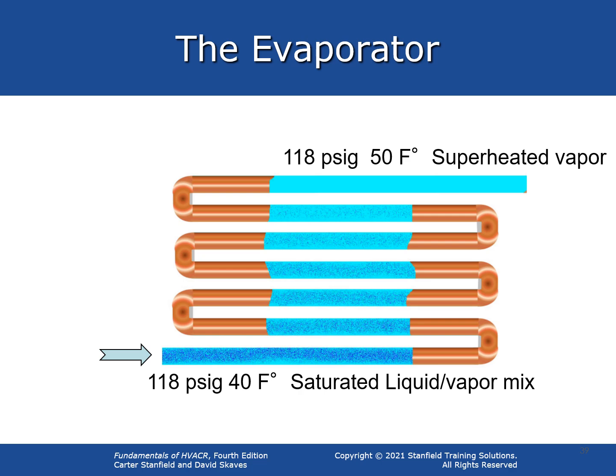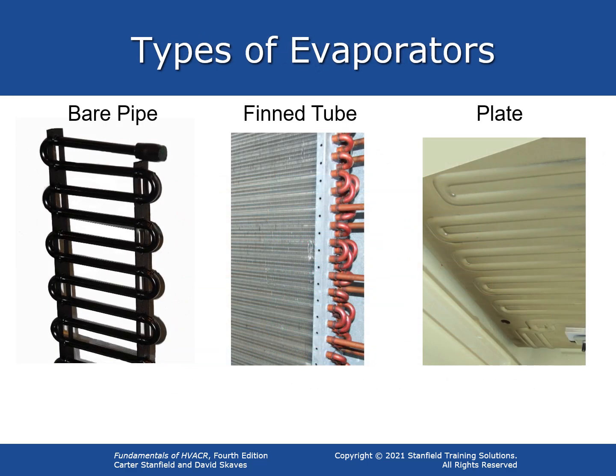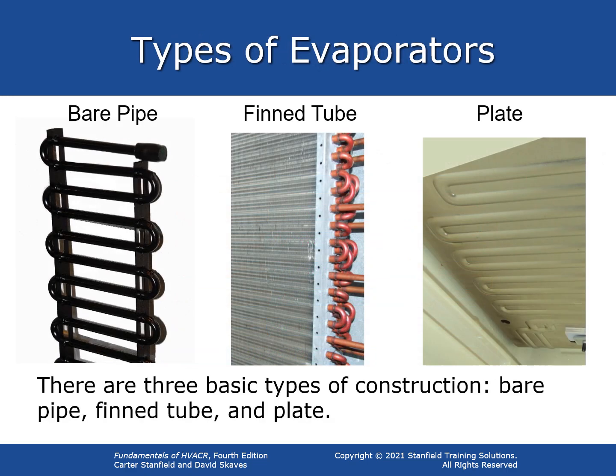The evaporator is a device for absorbing heat into the refrigeration system. In the evaporator, the saturated refrigerant absorbs heat from its surroundings and boils into a low-pressure vapor. The vapor refrigerant is then superheated at the end of the evaporator. There are three general types of evaporator construction: bare pipe, finned tube, and plate.